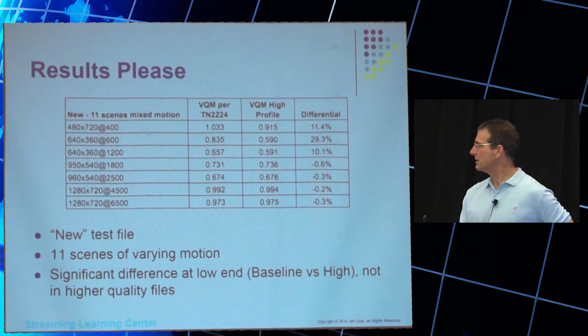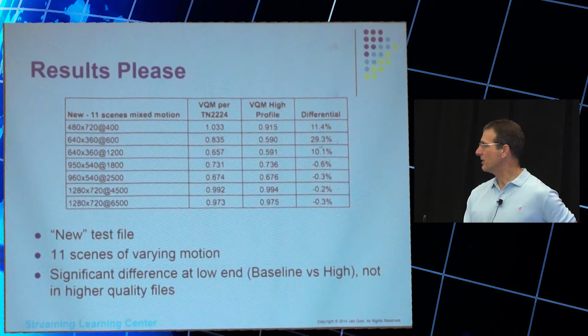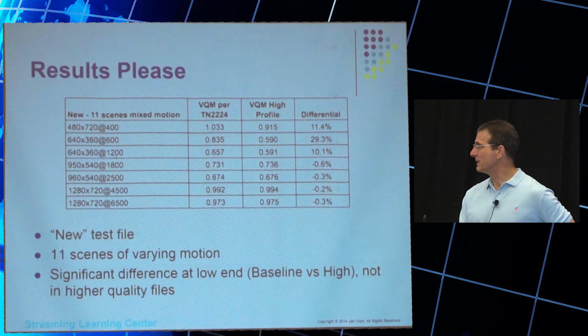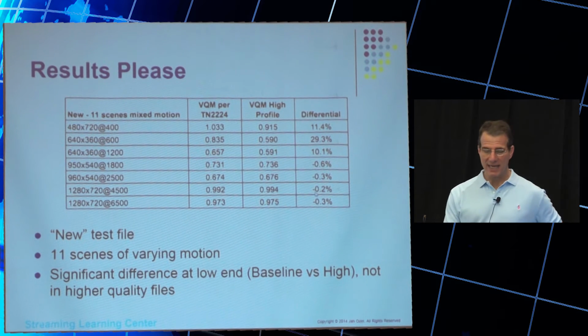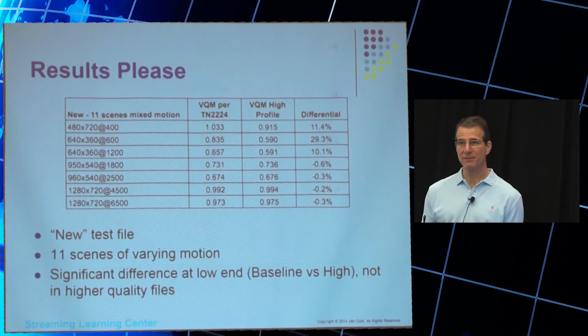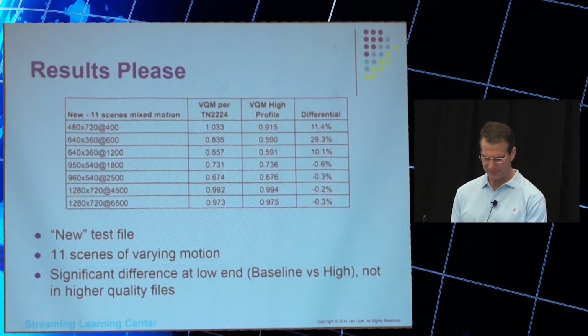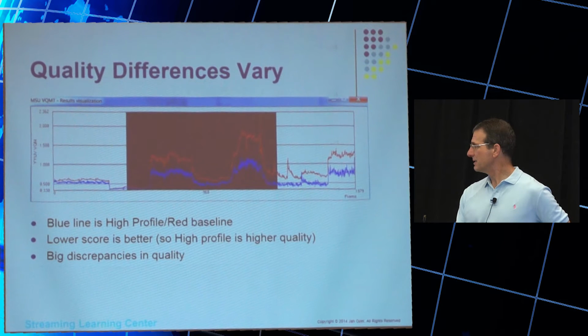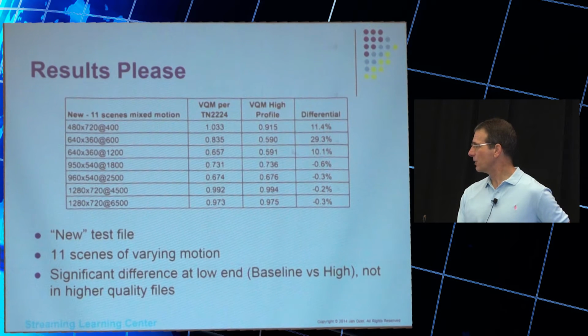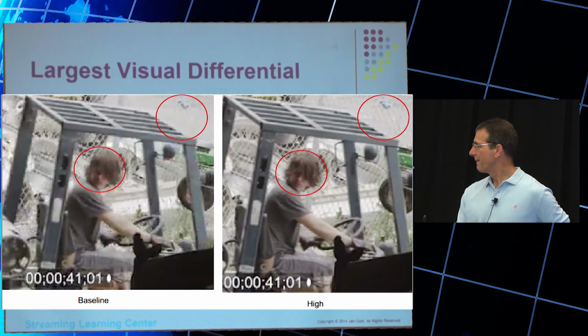And what I saw was, at the 480 by 270 configuration, there's an 11% difference in quality. At 640 by 360, 600, there's a 29% difference in quality. At 640 by 360, 1200, there's a 10% difference. And these are all baseline, right? When you get to the main profile versus high, I saw very little difference at all. So this is one set of tests. And this is probably the 640 by 360 at 600, and this is the largest visual difference that I saw.